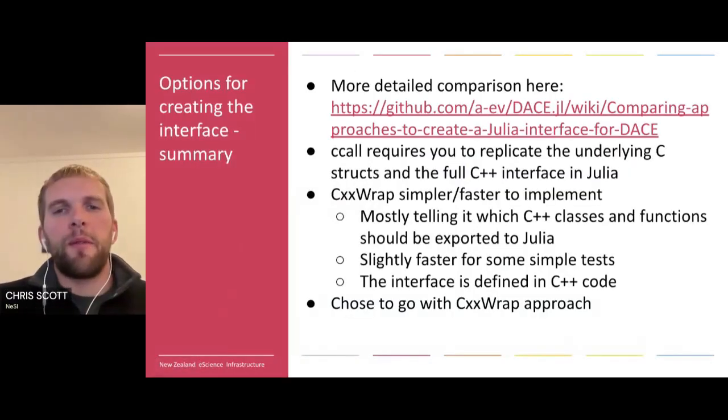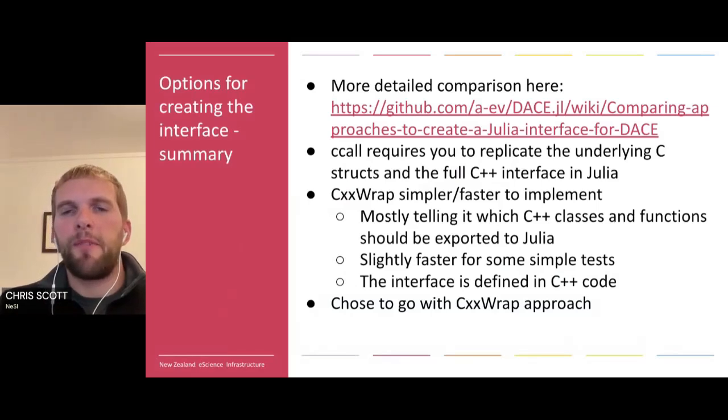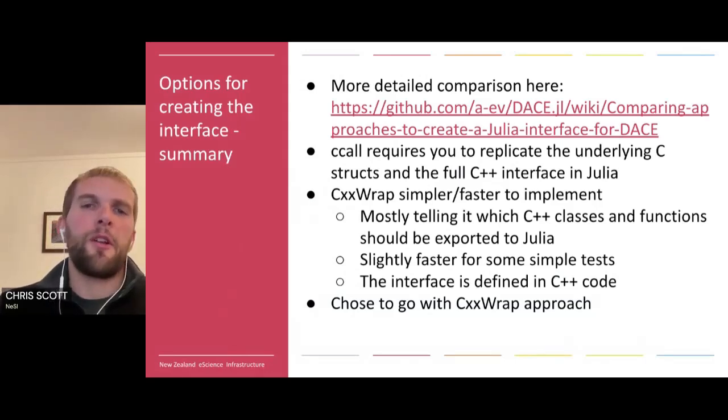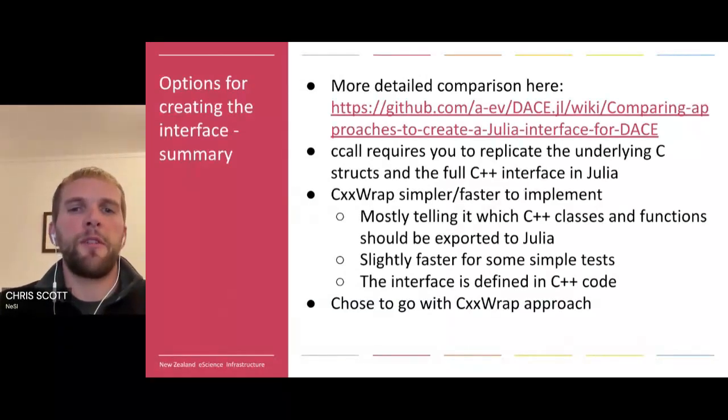So in the end, we decided to go with the CxxWrap approach just because it was so much faster to implement the interface using that approach. We had to do much less coding, and although you have to modify the C++ code, you'd have to spend time understanding the C++ code whichever way you go. So we thought it was a good approach to take. And there's actually a more detailed comparison on this link here if you're interested.